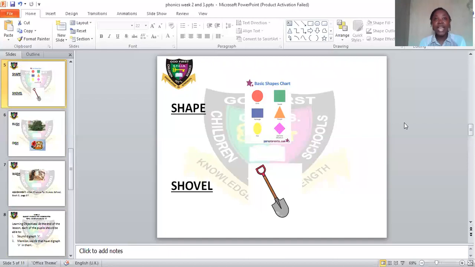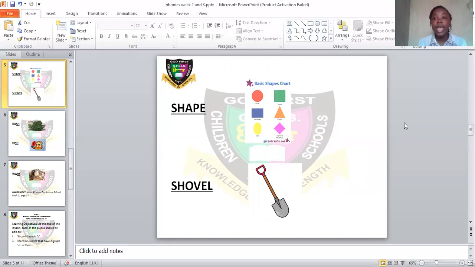Shallow means a pit that is not very deep. So we use a shovel to pack sand, and we can also use it to pack dirt, like on a big farm. When they cut their grass, they can use a shovel to pack it together. They use shovels for many things. For this class, we are going to be sounding shovel. Now let's sound shovel together.